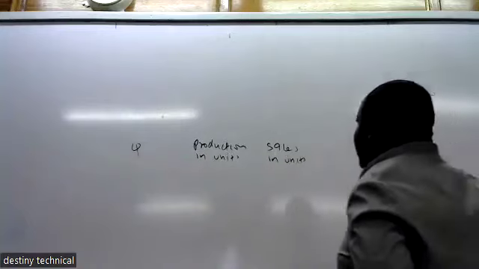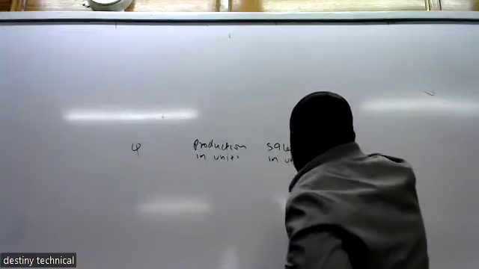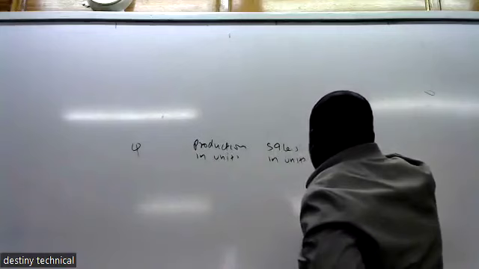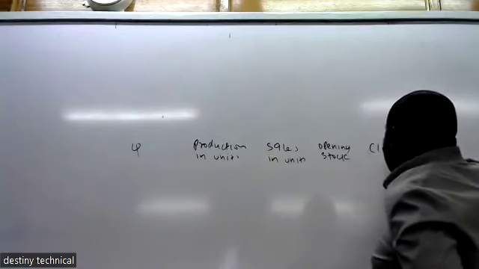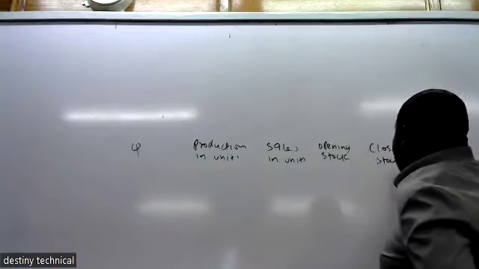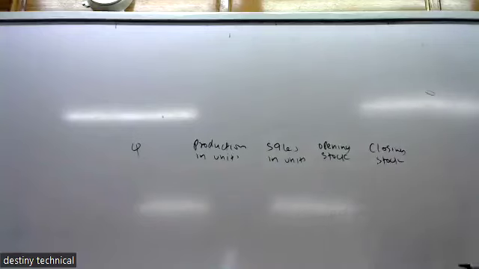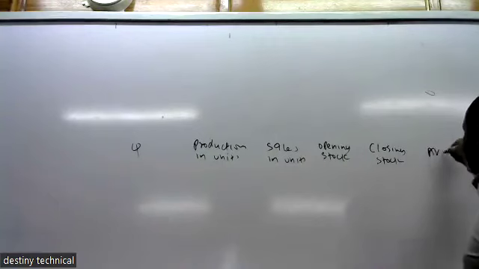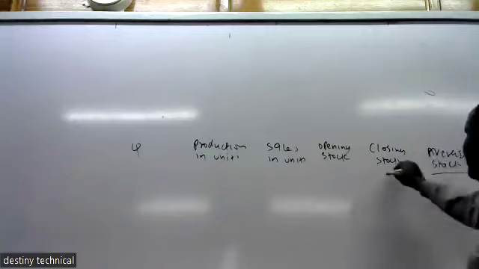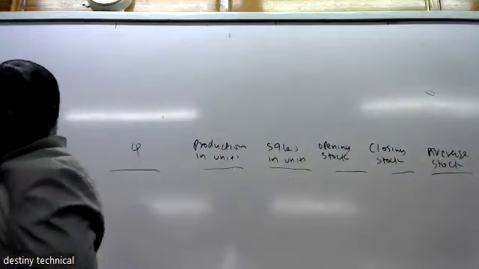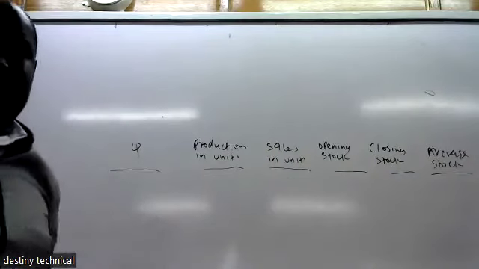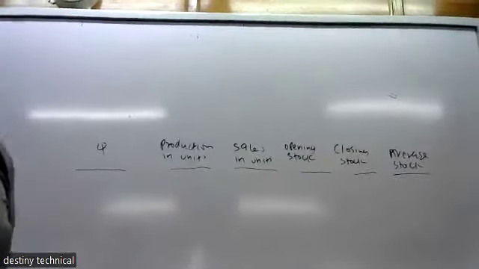Then we should also be able to have the opening stock, then also the closing stock, and the column for the average stock. We need to create that schedule so that we come up with what should be the average stock.